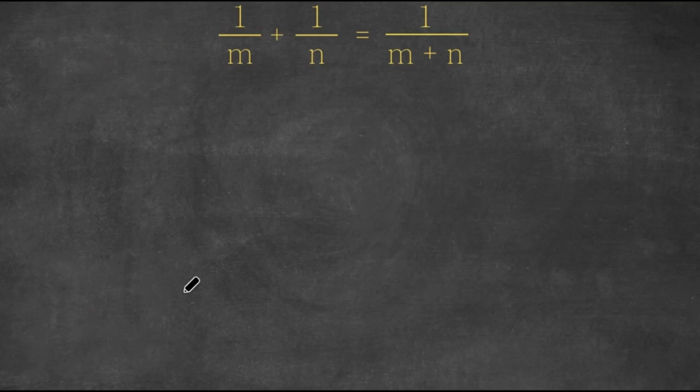In today's video, I'm going to be teaching you guys how to solve this problem. So we have 1 over m plus 1 over n is equal to 1 over m plus n.